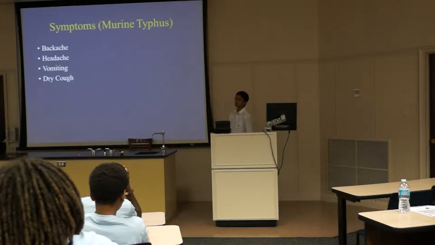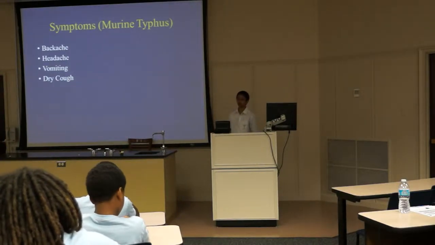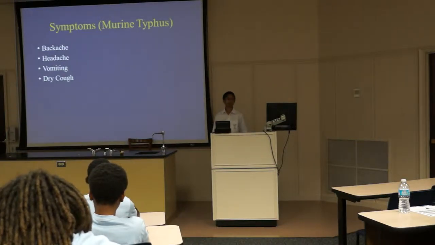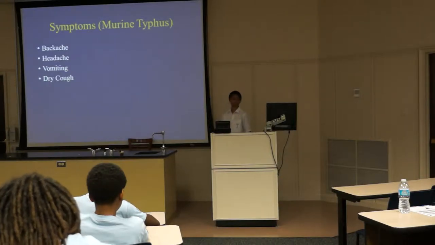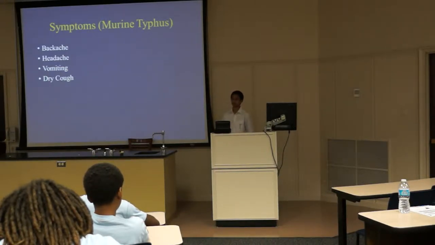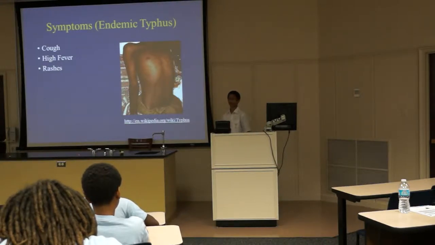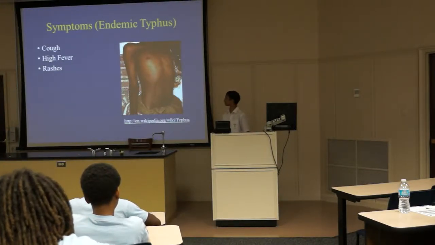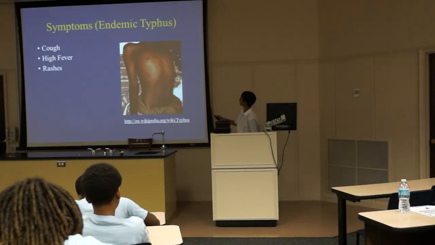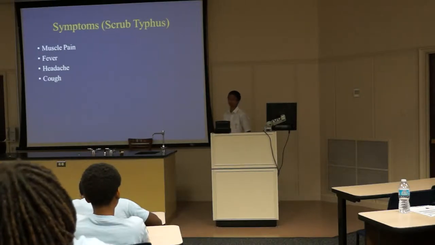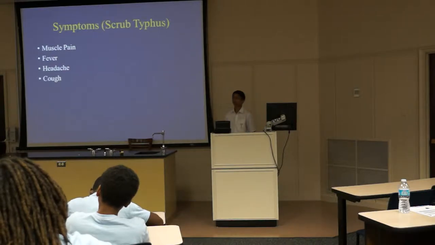So symptoms. One of the ways that the doctor can tell which type of typhus you have is by the symptoms. For marine typhus, the symptoms are backache, headache, vomiting, and dry cough. The symptoms for endemic typhus are cough, high fever, and rashes. And here's a picture of someone with endemic typhus and their rashes. For scrub typhus, the symptoms are muscle pain, fever, headache, and cough.